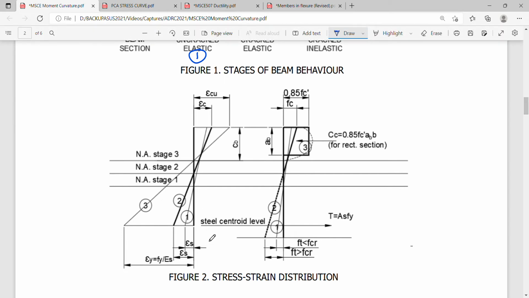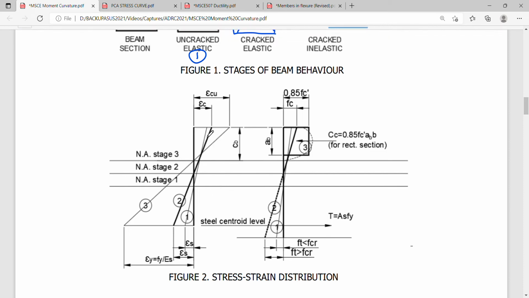We have here stage 1, wherein the concrete and the steel strains are very small. You can see here this line, stage 1, small strain. The neutral axis is on the lowest side of the beam. Then on stage 2, it changes its position going to the compression side here. So this is your stage 2.